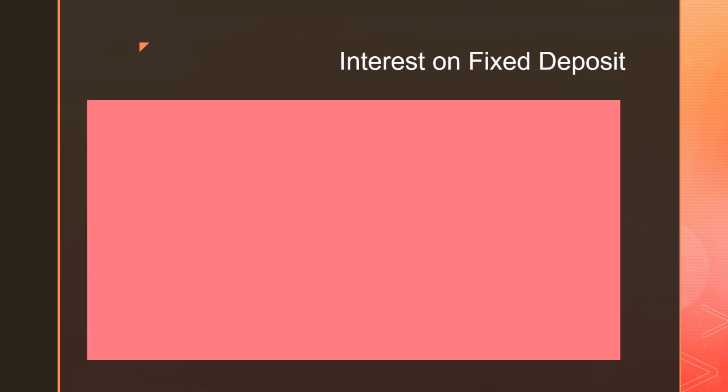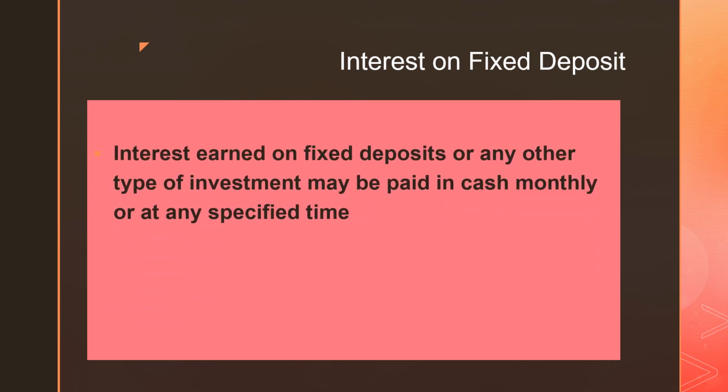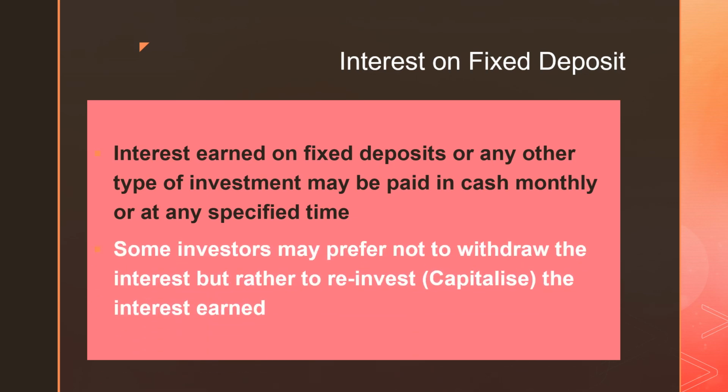Businesses also make investments. They make investments in fixed deposits or other types of investments like buying shares or buying unit trusts or endowments. However, not all interest on fixed deposits is paid out on a monthly basis. Sometimes businesses prefer to capitalize that interest. In other words, the interest that the bank would have given them, they prefer to reinvest it into the investment so that they can earn a higher interest. That's what we call capitalization of interest.